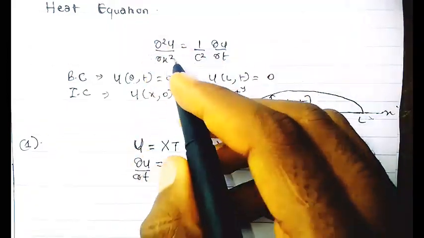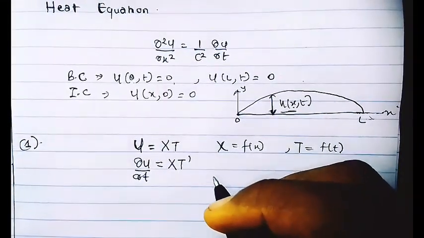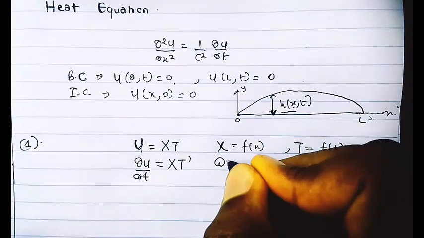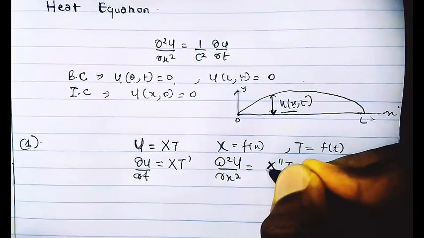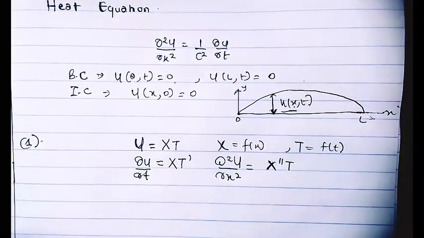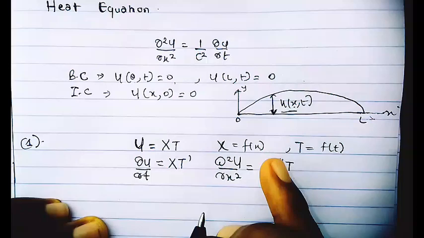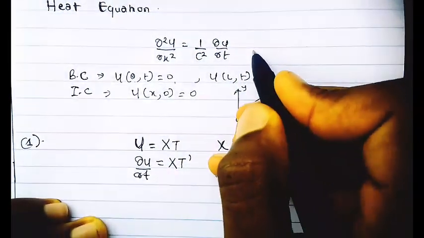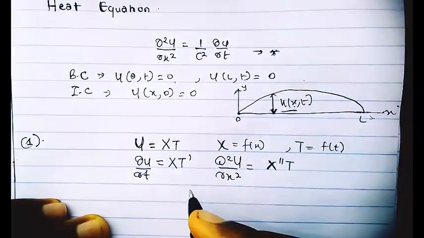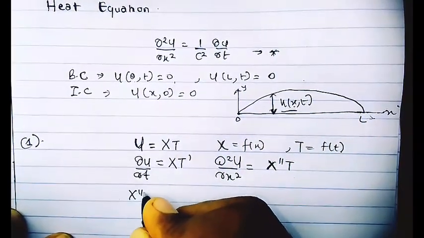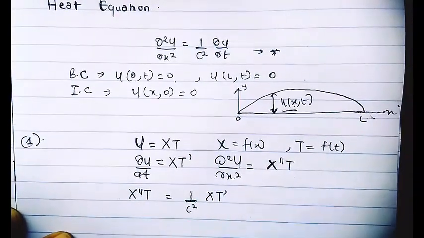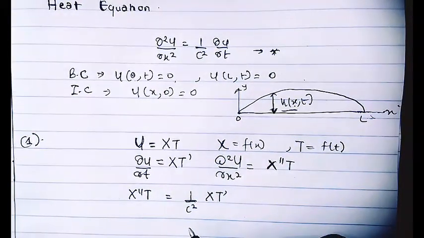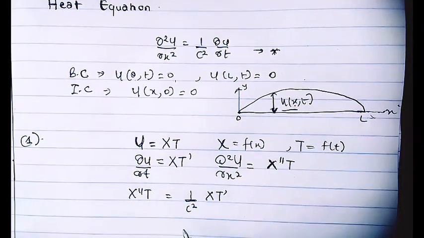Now let me create an expression for my second order derivative with respect to x. So d square u over dx square is equal to X prime prime T, because I differentiated with respect to x twice. Now I'm going to substitute these expressions into the general form of my heat equation. So I'm going to have X prime prime T equals 1 over c square X T prime. Now this c square is a constant. It can come in any form, it can come as alpha or beta, but mostly the general form was expressed as c square.